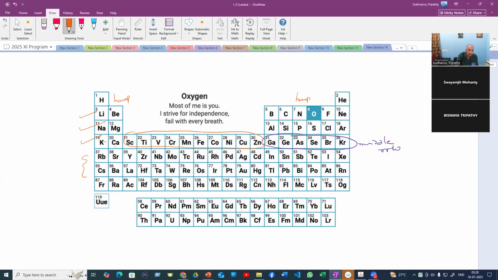Rubidium less than strontium, less than indium, less than tin, less than lead, less than tellurium, and it continues. But in the sixth period, there is a little anomaly which we have studied. Cesium less than barium, less than thallium, less than bismuth, less than lead, less than polonium, astatine, radon, because of the lanthanide contraction effect.